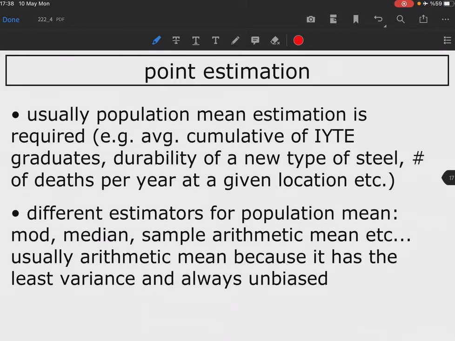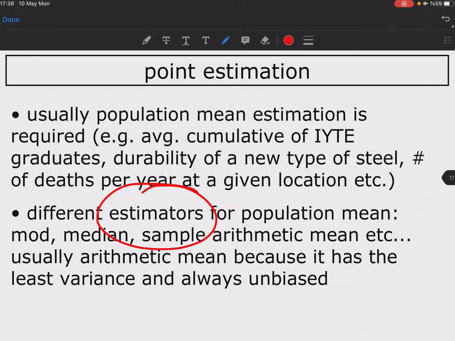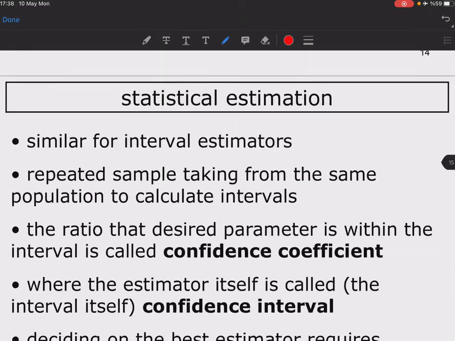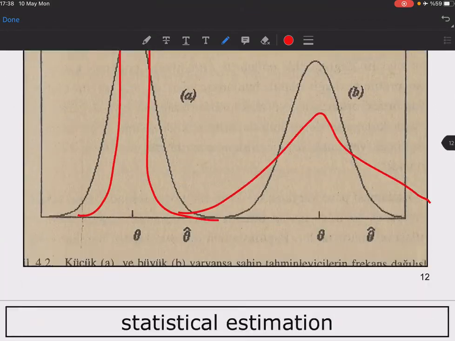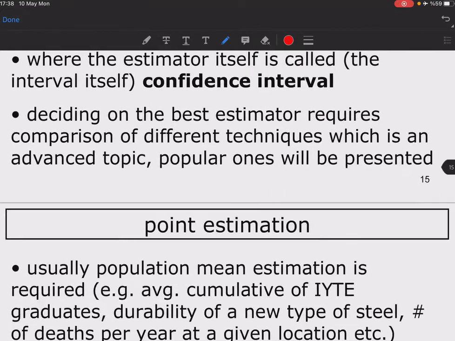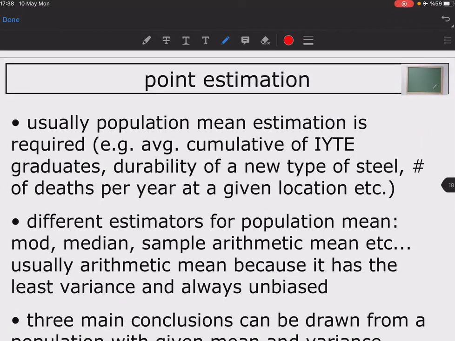The idea is, you can have different estimators, of course, different bows for shooting an arrow, for example. For population mean, you can have mode, median, sample arithmetic mean, etc. You can have many different estimators for this purpose, but we usually rely on arithmetic mean because it has the least variance and it is always unbiased. We just recently discussed that having an estimator with unbiased and least variance is very important, right? And arithmetic mean is useful in that sense.